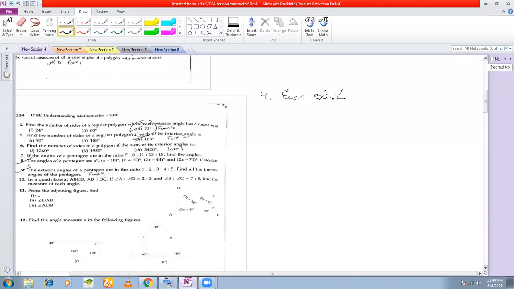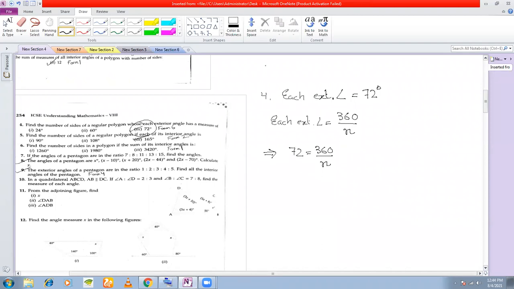Each exterior angle in this question is given to be 72 degrees, right? What is the relation between exterior angle and number of sides of the polygon? Formula number 4, if you remember: each exterior angle is equal to 360 divided by the number of sides, n, right? Put the value. Each exterior angle is given to be 72, so 72 is equal to 360 divided by n.